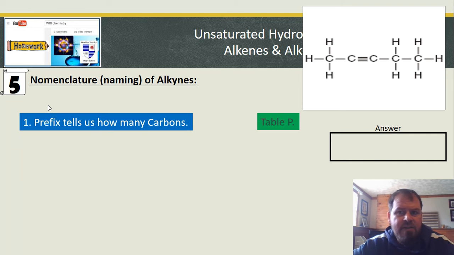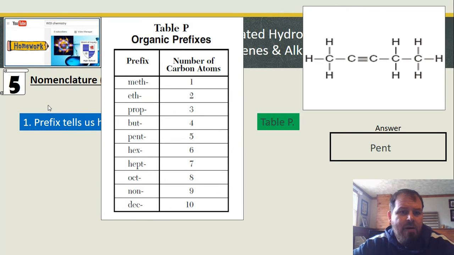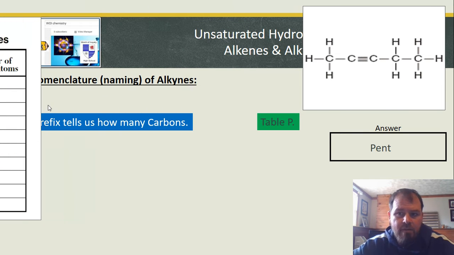Again, prefix tells us how many carbons. 1, 2, 3, 4, 5. I don't think I'm going to actually count them out and show you it's a pent. So we're getting good at this now. I can count the carbons without me putting up the little red numbers.